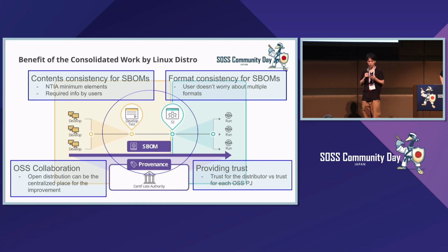And also open source collaboration. If we can consolidate such SBOM generation in a Linux distribution, in an open distribution, we can collaborate on the information of each entity in the SBOM more accurately, working with each other. So we can provide more correct information with the SBOM.